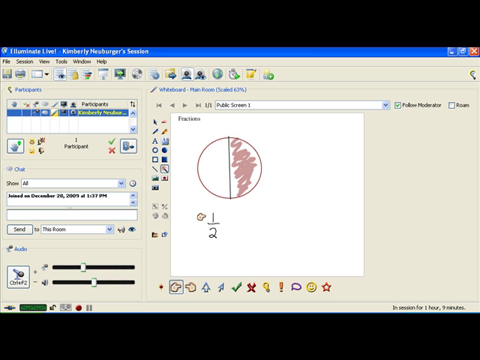Now, the top of the fraction here, which is the number of pieces that you have, is what we call the numerator. The bottom of the fraction down here, which is the number of pieces you cut your item into, is called the denominator. So those are the names for these two parts of your fraction.